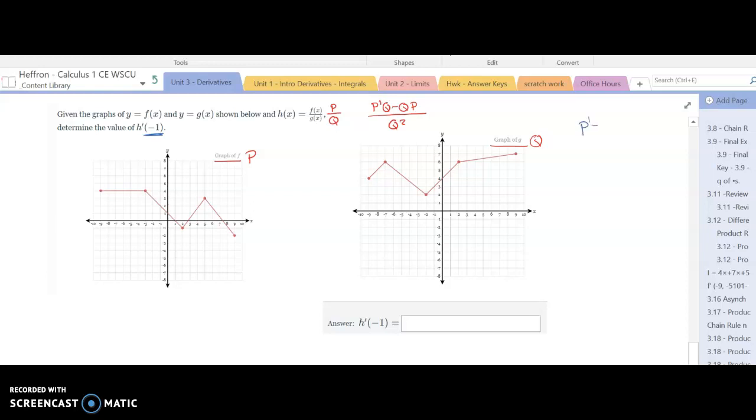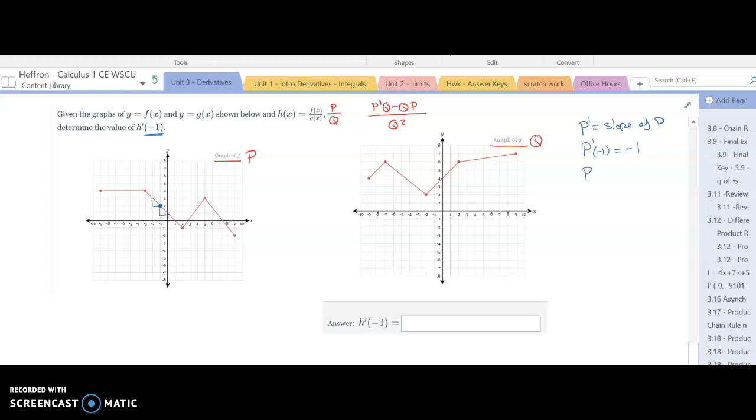Well, P prime equals the derivative or the slope of P. So I'm going to look to see what is my slope at -1. Well, here it is. I'm going down 1 over 1, down 1 over 1. So P prime of -1 is equal to -1.